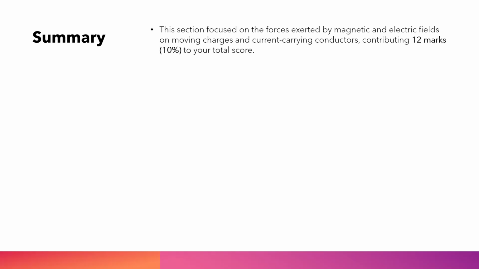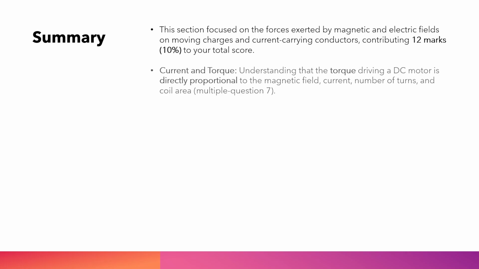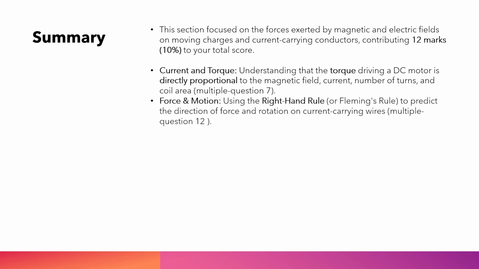This section focused on the forces exerted by magnetic and electric fields on moving charges and current-carrying conductors, contributing 12 marks, 10%, to your total score. Current and torque: understanding that the torque driving a DC motor is directly proportional to the magnetic field, current, number of turns, and coil area. Force and motion: using the right-hand rule, or Fleming's rule, to predict the direction of force and rotation on current-carrying wires. The velocity selector curve.